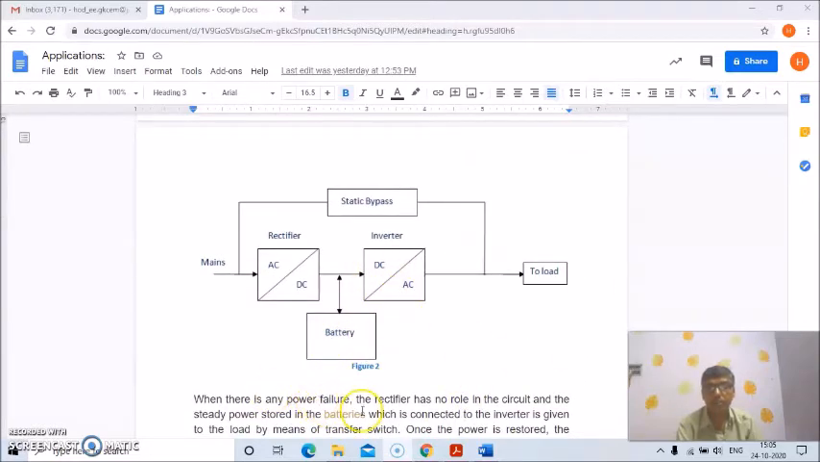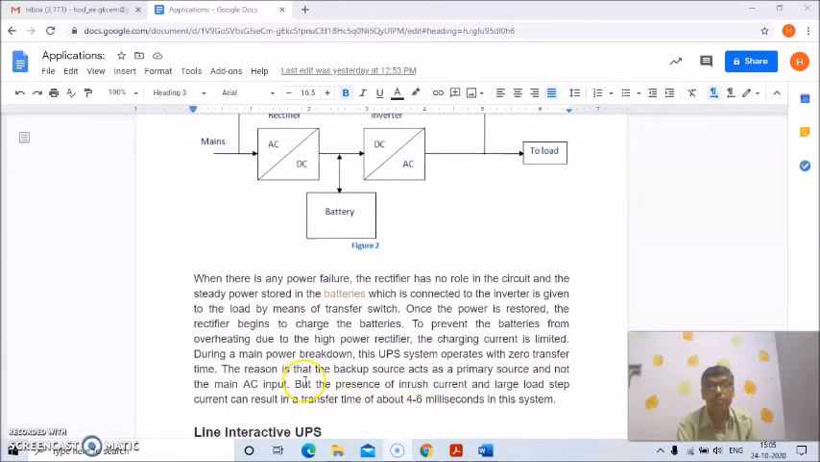And if there is any power failure, the rectifier has no role in the circuit, and the steady power stored in the batteries, which is connected to the inverter, is given to the load by means of a transfer switch. Once the power is restored, the rectifier begins to charge the batteries, and to prevent the batteries from overheating due to high power from the rectifier, the charging current is limited.